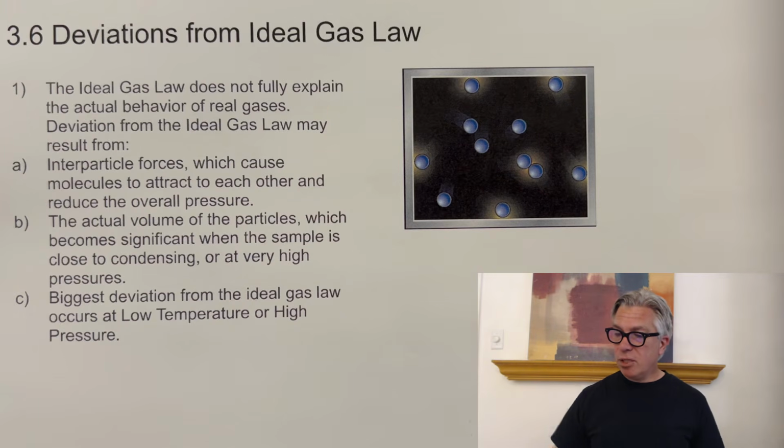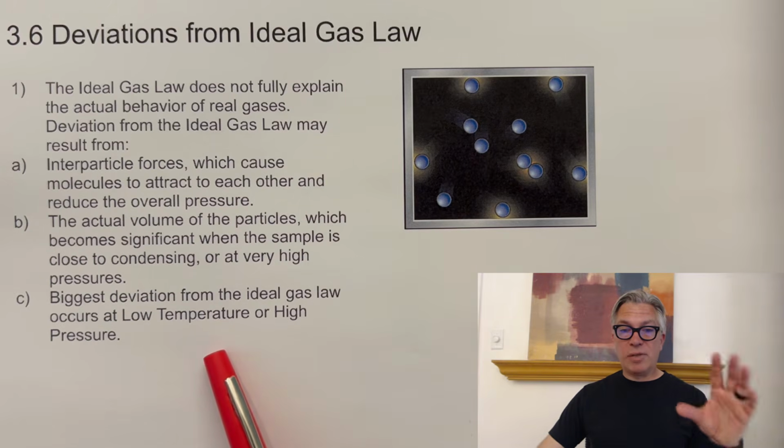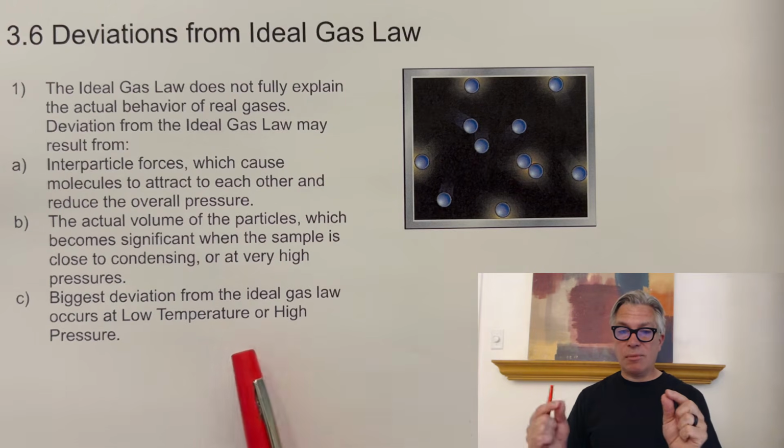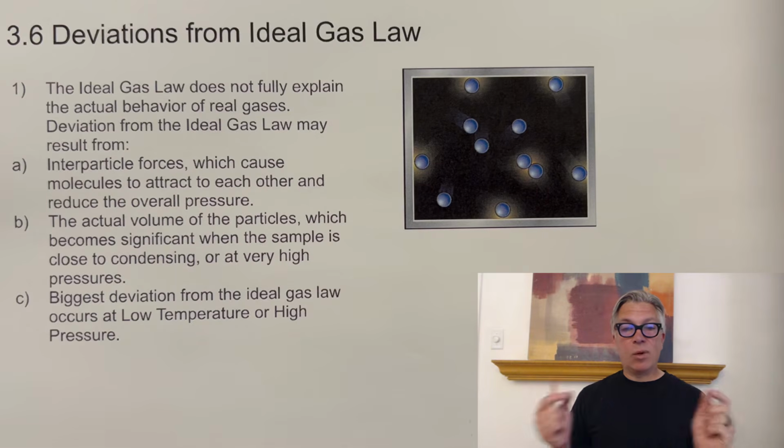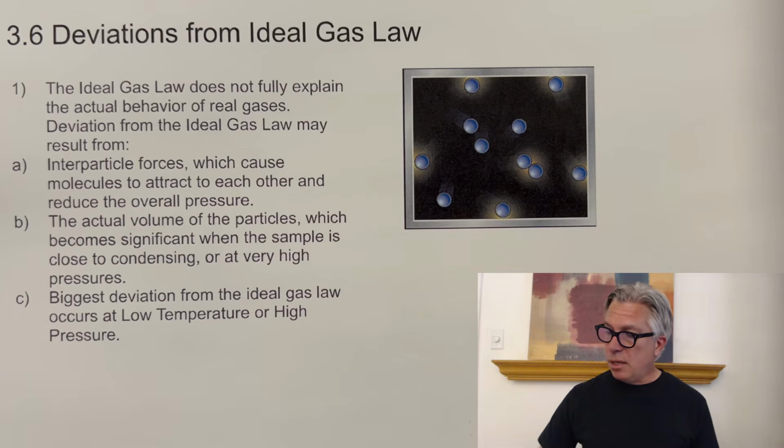So the biggest deviations from ideal gas law occur at low temperatures, when the molecules are moving slow and they can attract each other. They kind of move by and then there's attraction. Whereas at a high temperature, they're flying by each other and they don't have a chance. Or high pressure, when you get a bunch of them crammed into a small space.